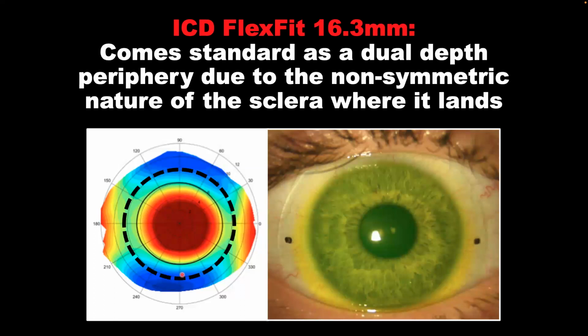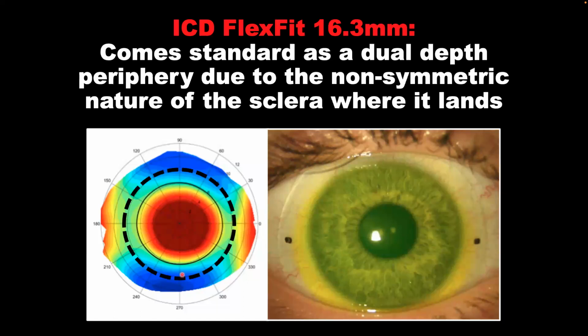One other thing is that the 16.3 comes with toricity on the posterior surface of the lens. That is because the closer you are to the limbus, the more regular the scleral shape is, right? The more even the height of the sclera is. But if you go outside the limbus, farther and farther away from the limbus, then you may need more toricity.